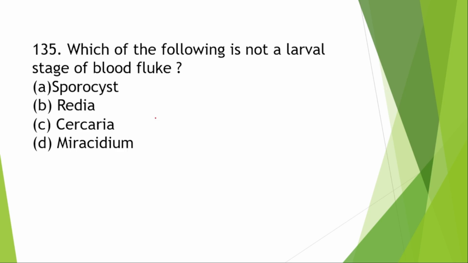135. Which of the following is not a larval stage of blood fluke? Sporocyst, redia, cercaria, miracidium. So here the B option is right.